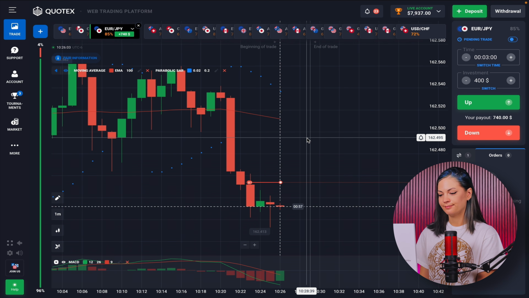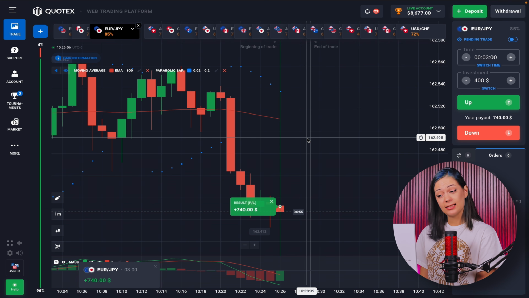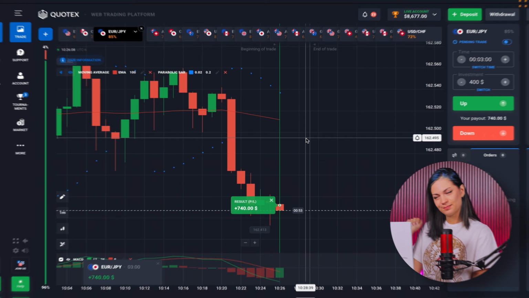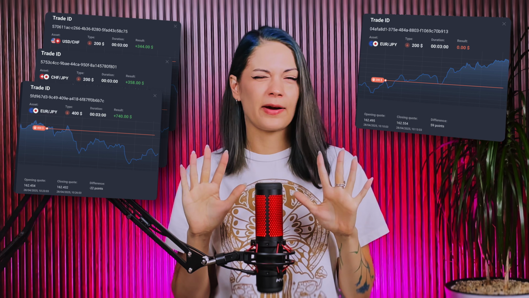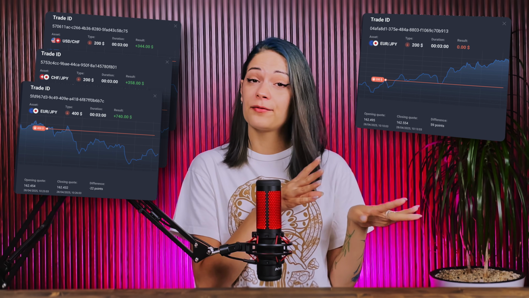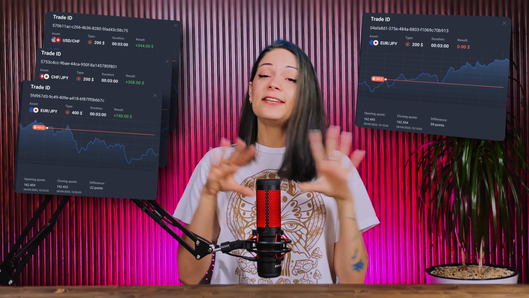Alright guys, so the last deal is closed in black. So the final result is 3 deals closed in black and 1 closed in red. And taking into account the fact that we covered the unprofitable deal with martingale, the final profit came out to $442. Not too bad.